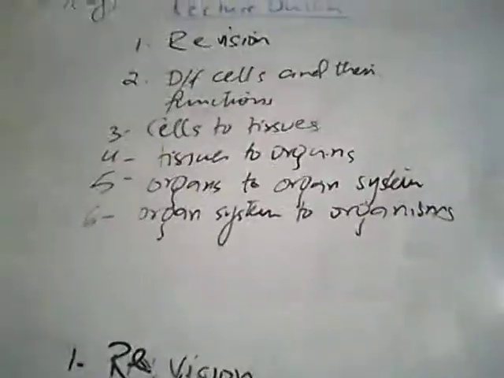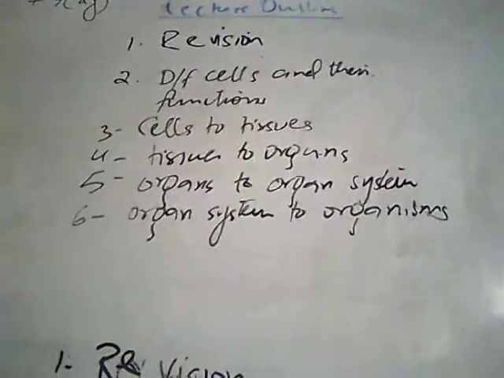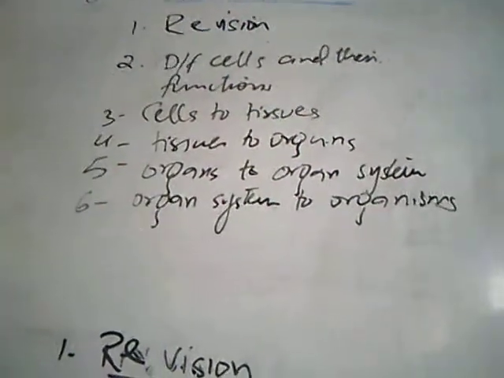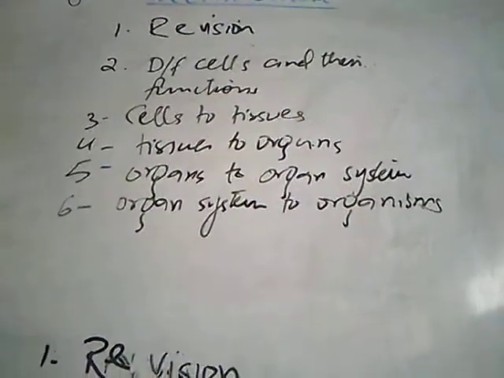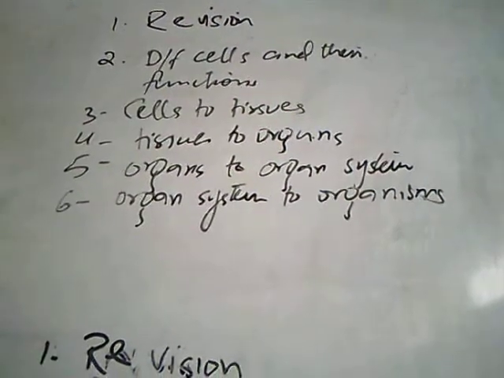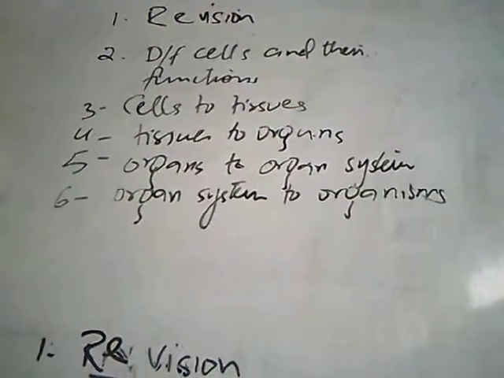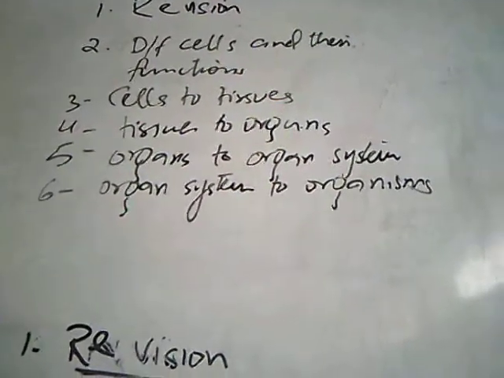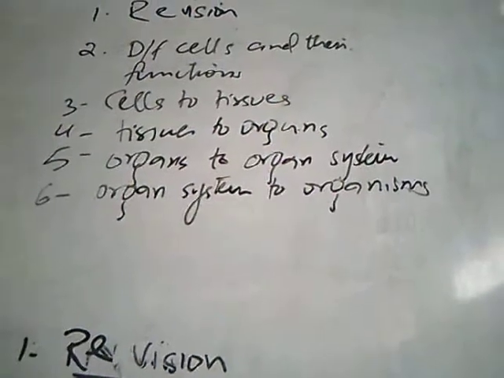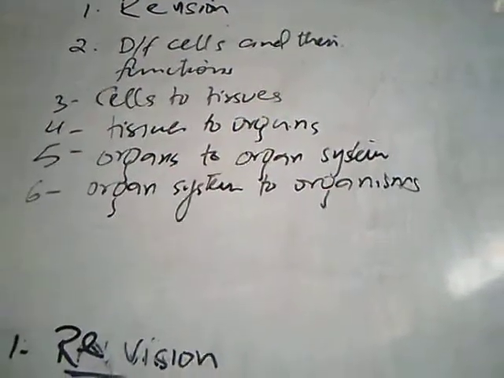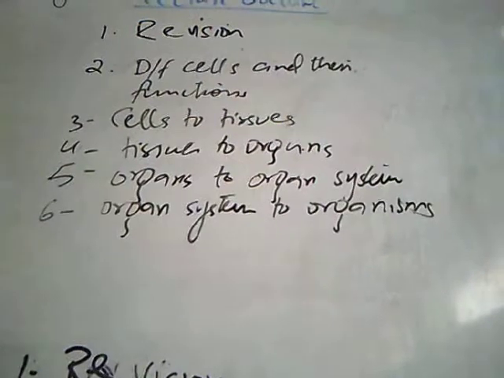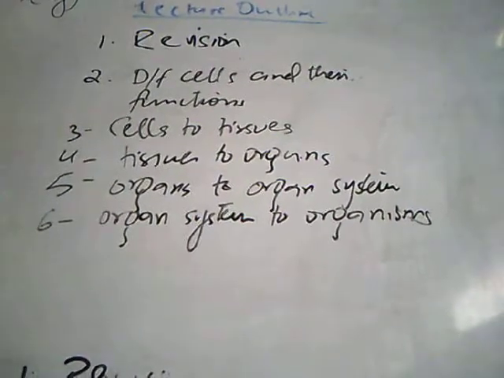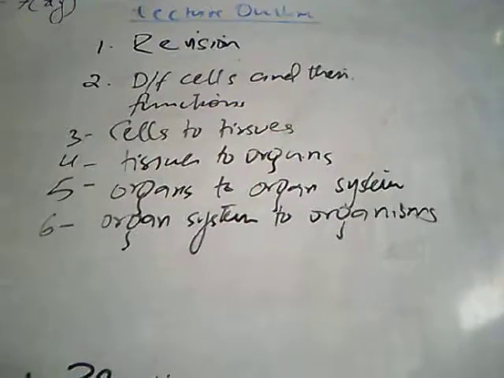Today's lecture outline is, first we're going to revise our previous concepts, and after that we're going to discuss some new topics which includes different cells and their functions. Then we'll move on to cells, how cells combine to form tissues, and then how tissues are grouped together to form organs, and then organs together comprise organ systems, and different organ systems, when they work together, they form organisms. So let's have a look first at revision.